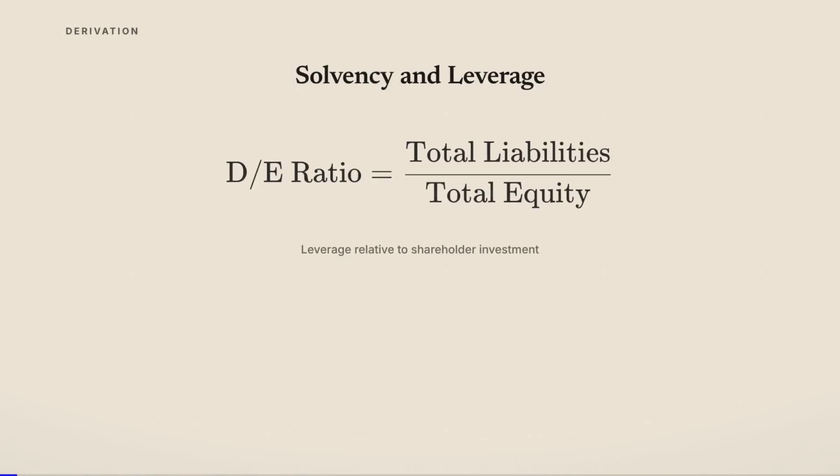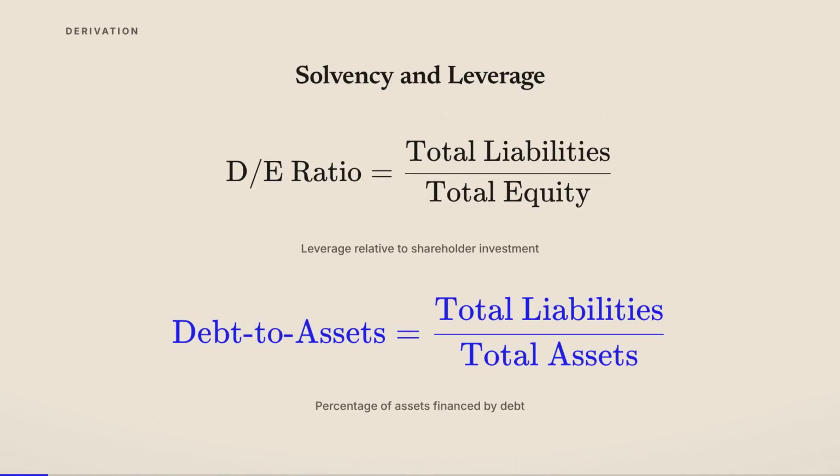While liquidity looks at the immediate horizon, solvency measures a company's ability to meet long-term financial obligations. This brings us to the concept of leverage, the amount of debt a company uses relative to its equity to fund operations. We analyze this using two key metrics. First, the debt-to-equity, or D/E ratio, which divides total liabilities by stockholders' equity. If a company has a D/E of 2.0, it means for every dollar shareholders have invested, the company has $2 of debt. This is common in capital-intensive industries like utilities, but risky for volatile tech startups.